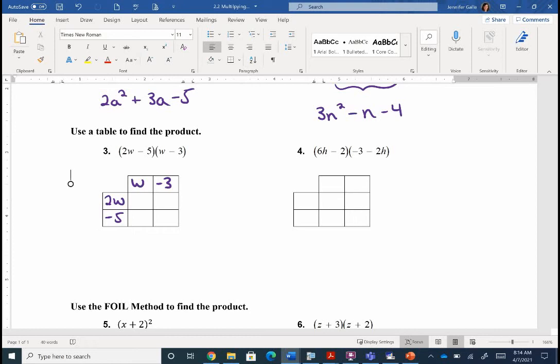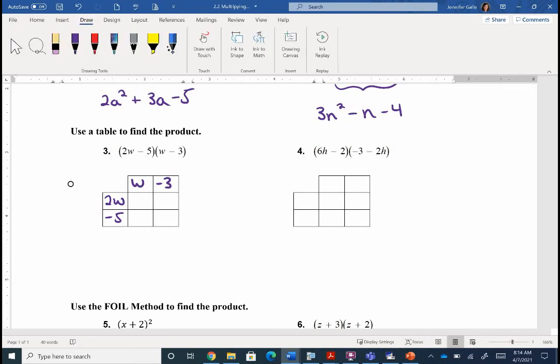So I'm going to take 2w times w. And actually, let me change my pen color, make this stand out a little more for you guys. I'm going to get 2w squared. So I take the first row times the first column. I get a 2w squared. And then you can work your way around the boxes however you'd like.